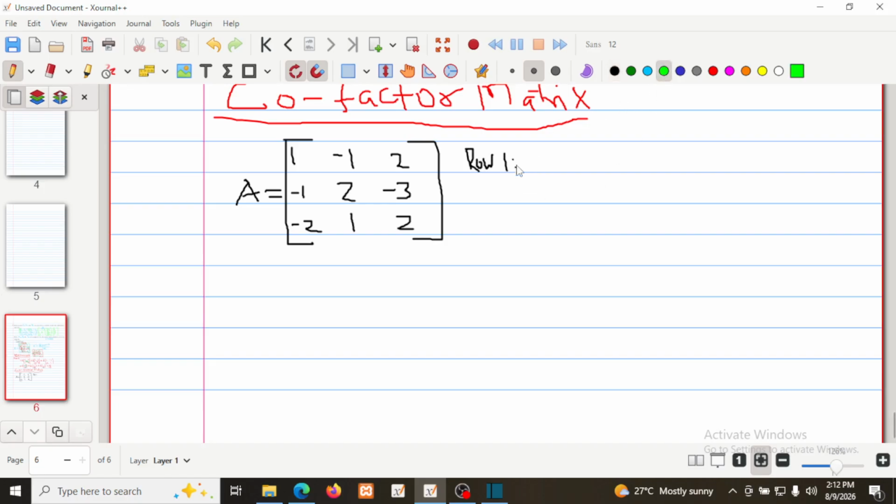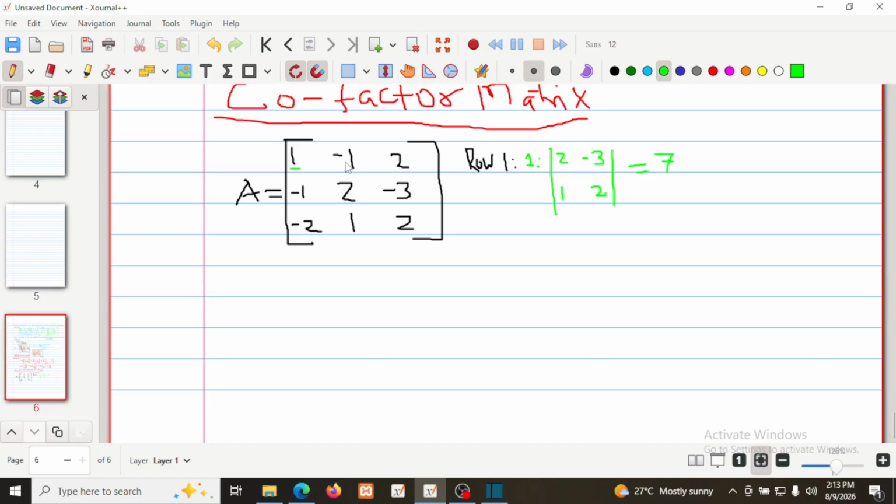For row number 1 we have 1. If we cover its row and column, we are left with 2, negative 3, 1, 2. If we find the determinant, it is 2 times 2, 4, minus negative 3 times 1. So 4 minus that will get a 7.